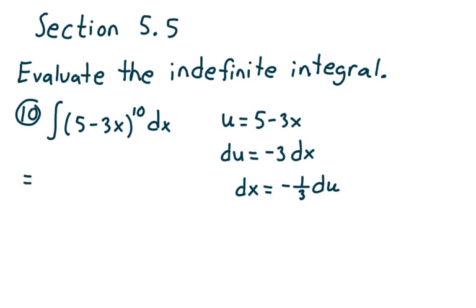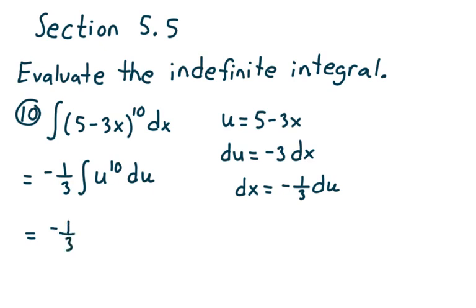And so this integral can be rewritten as follows. It's negative 1/3 times the integral of u to the 10th du. So if you notice, we transformed it into something that's much easier to integrate. That's the whole idea of u substitution.